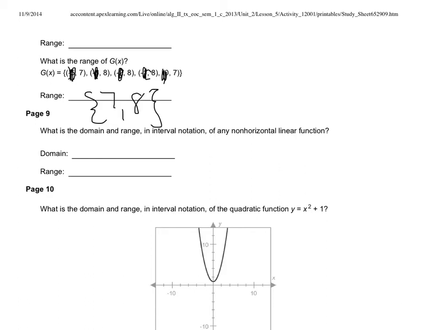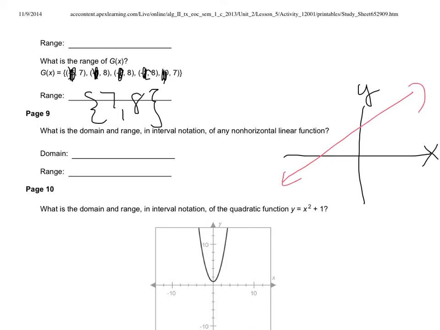So the next question is talking about the domain and range of any non-horizontal linear function. So what that's saying is, imagine that we have an x and a y axis, and we had a line on that graph. When we're finding our domain and range from a graph, we're trying to figure out where our graph starts and stops. So our domain, we read from left to right. So we're looking for the left side of the graph and the right side of the graph. For our range, we read it from bottom to top. So we're looking for the bottom of the graph and the top of the graph.